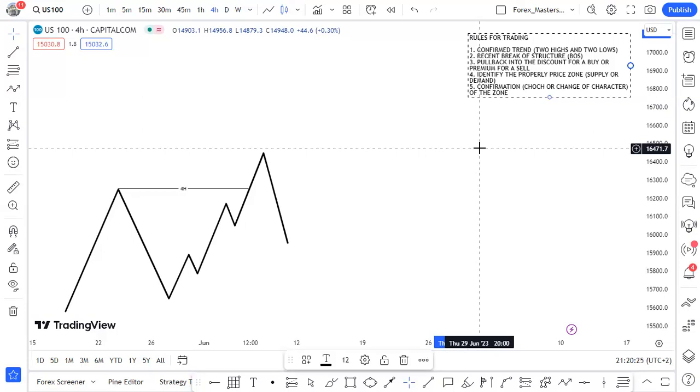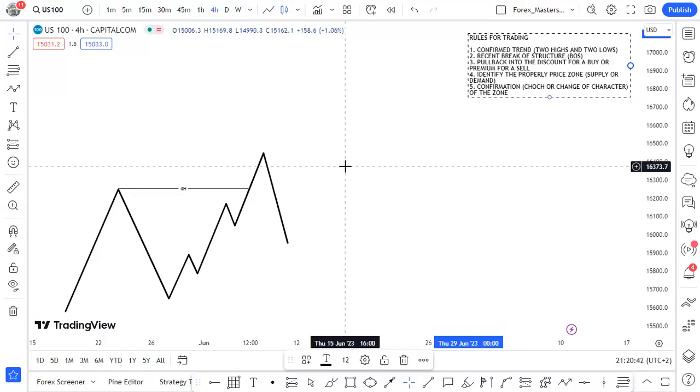Confirmed trend. What is rule number two? Recent break of structure. What is rule number three? Pull back into the discount or premium zone. But they should just be in you, whereby if you look at the market already, all these rules must come together, right? And give you a confluence for your entry.